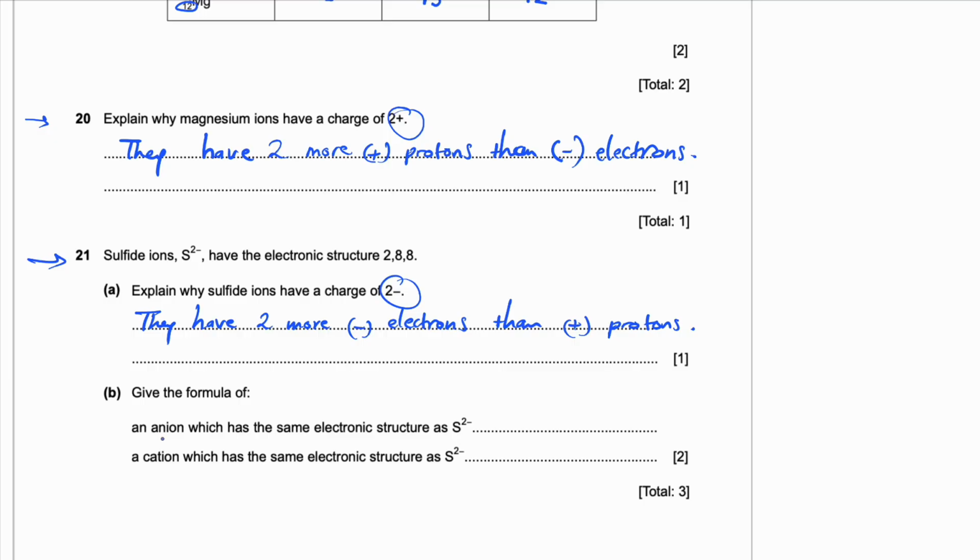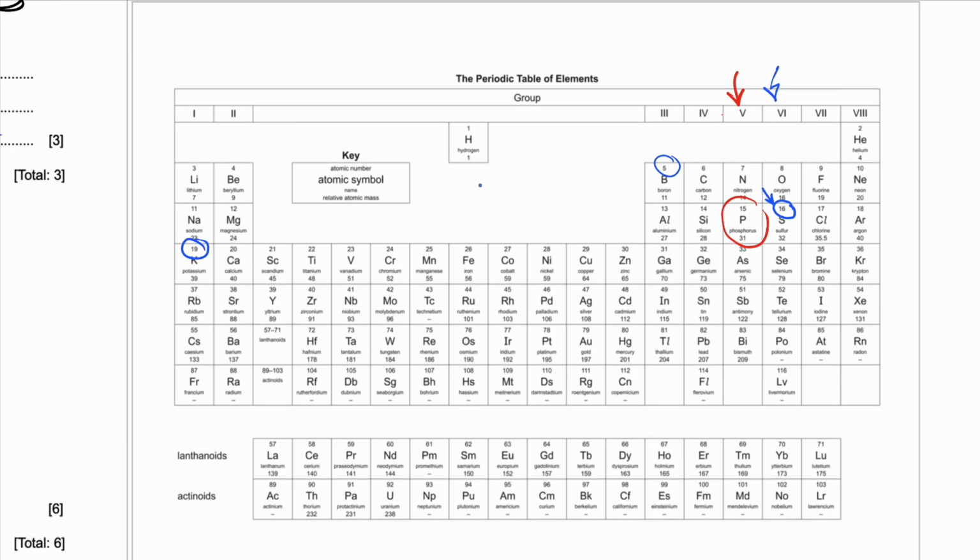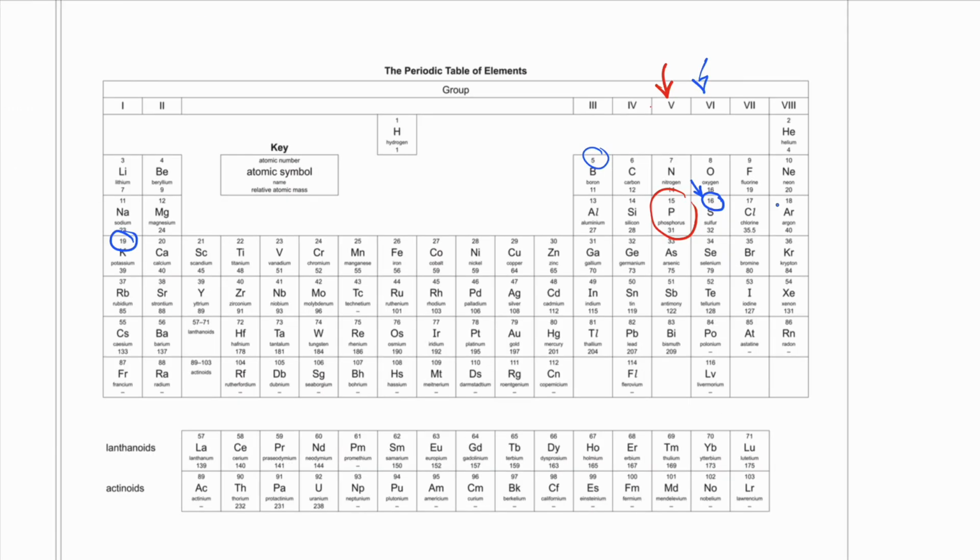Give the formula of an anion which has the same electronic structure as S2 negative. Remember, 2 negative means it acquired 2 extra electrons. So I need the number of electrons to be exactly as in S2 negative. First, let's look at how many electrons we have in a neutral sulfur atom. In a neutral sulfur atom, we have 16 electrons. Since it's 2 negative, we have to add 2 to them. So now overall we have 18 electrons. Now we need an anion that would have the same number of electrons, 18.